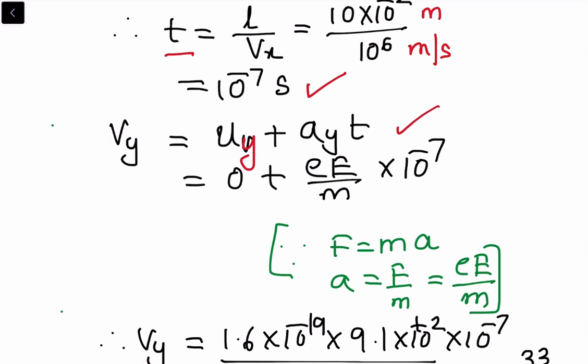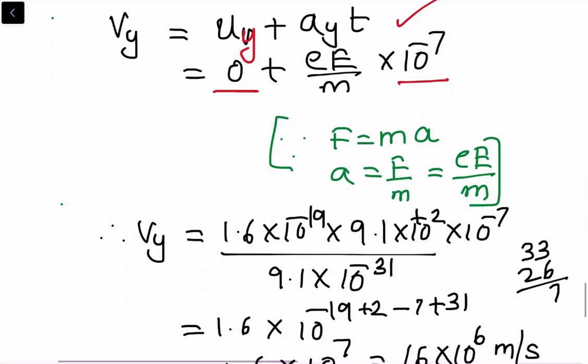So initially there is no vertical component, so it is 0, and Ay, the acceleration, is E by m, into time, 10 to the power of minus 7 seconds. And how it is E by m, I have shown here in the bracket. You can see here in the bracket. We know F is equal to ma, and a is equal to F by m, force by mass, and force is equal to the charge of the electron into the electric field.